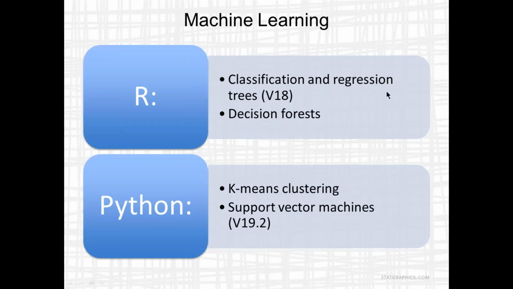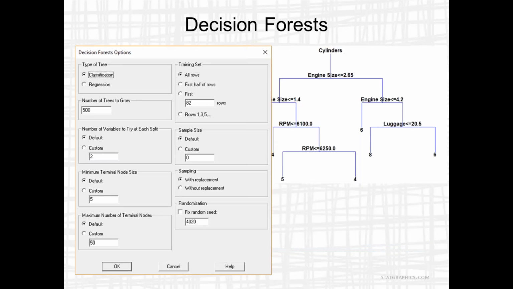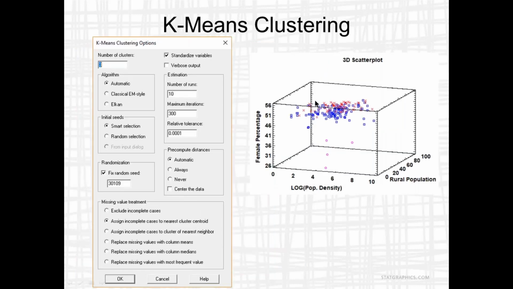So we're doing more and more in the way of machine learning. This, incidentally, is a picture of the options for the decision forests. I'm going to talk about this in another webinar, but you can see, for example, over here, I've asked it to grow 500 trees rather than a single tree. And then the k-means clustering procedure, some of the things that it does better than our older k-means procedure. You see it does over here a smart selection of initial seeds and has a lot more options for handling missing values than we had before.